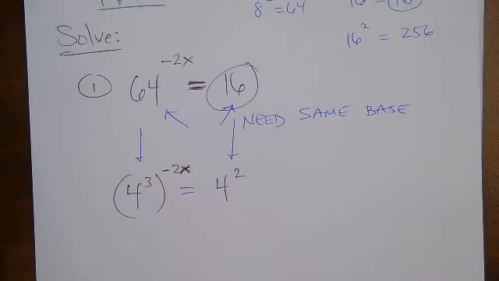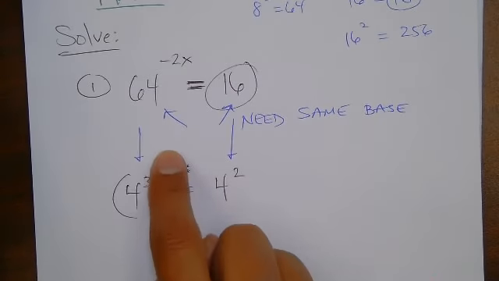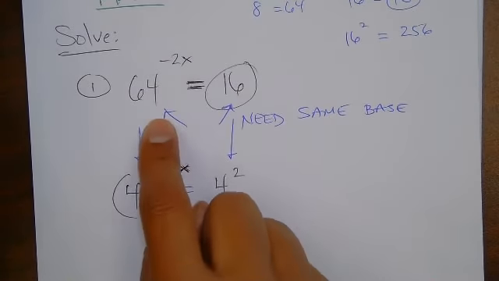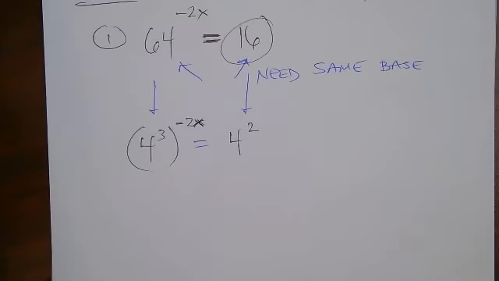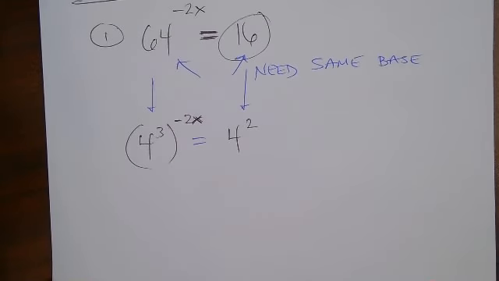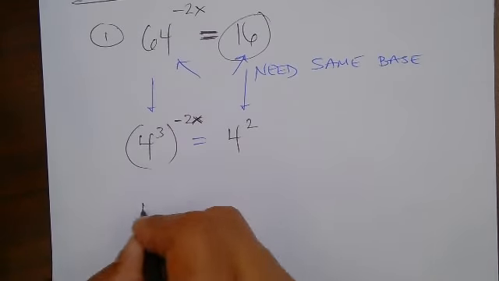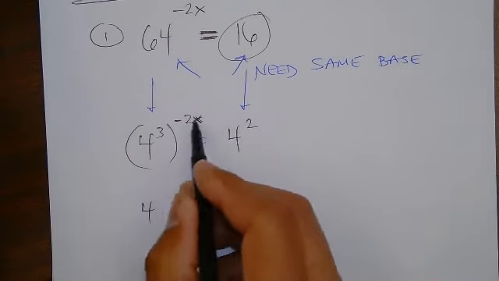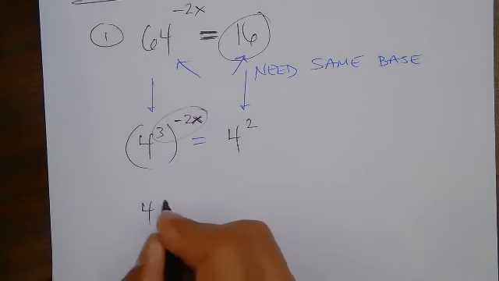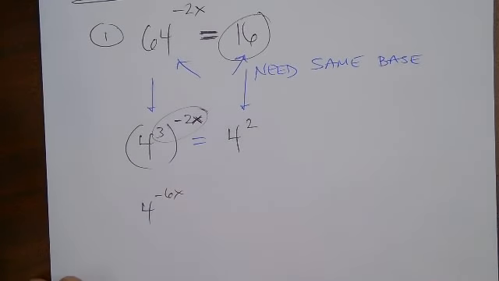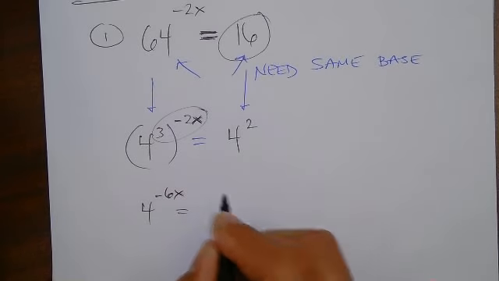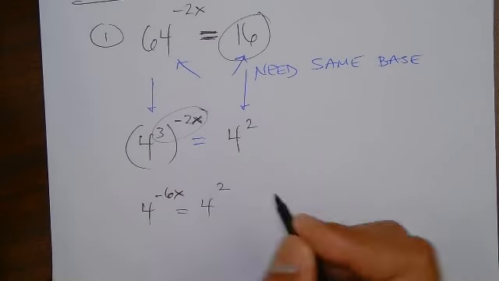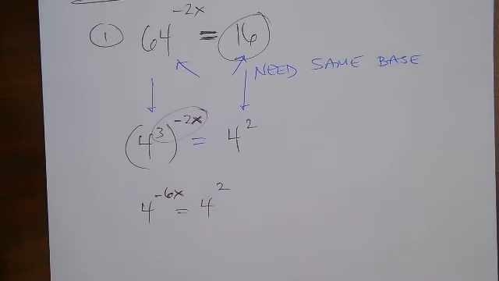Okay. So we got to find the common base. The common base is not a 16 or a 64. It was a number less. It's 4, if 4 is going to work for this one. So what's going to happen here to finish this up? This is going to be 4 to the power of what? What do we do with these, you guys? Negative 6x. We multiply, right? The power rule, you multiply. 4 to the power of negative 6x equals 4 to the power of 2. Does everybody agree we got the same base?